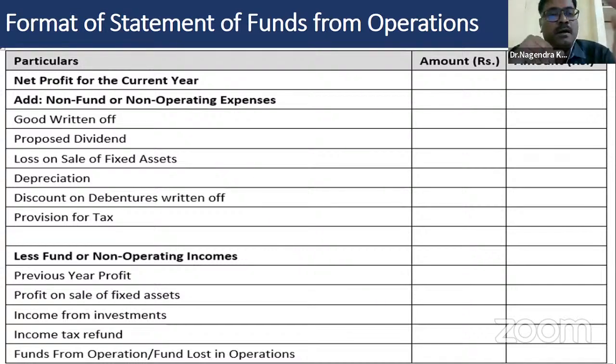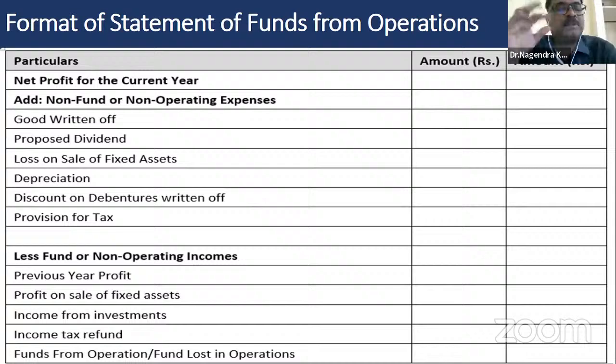Then we can deduct the profits which are non-operating income. See, other than regular income, from the sale of goods or services or from fees or from any other commissions, whatever we receive, this is the regular income. Other than that regular income, we will receive some ad hoc incomes like profit on sale of fixed assets, income from investments. Sometimes income tax refunds will come. These are all not regular operating income. So these will all be there in the profit, and we will deduct these incomes from the net profit.